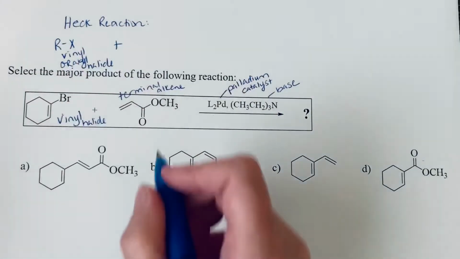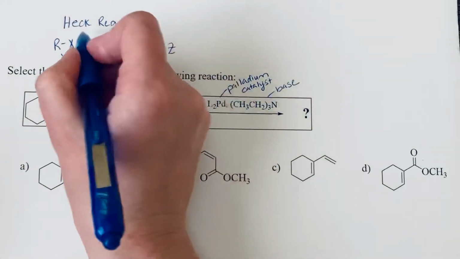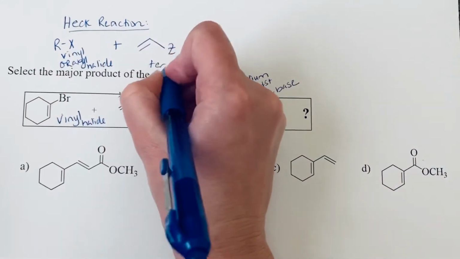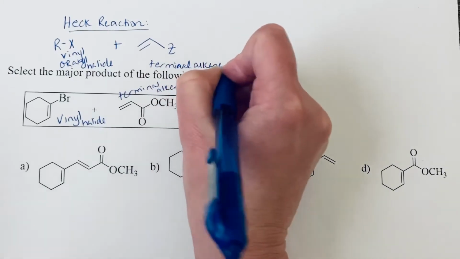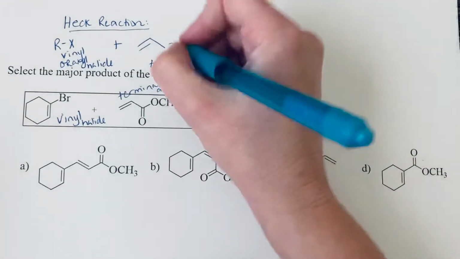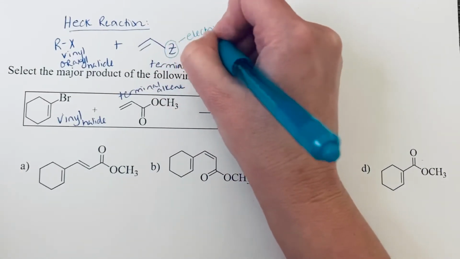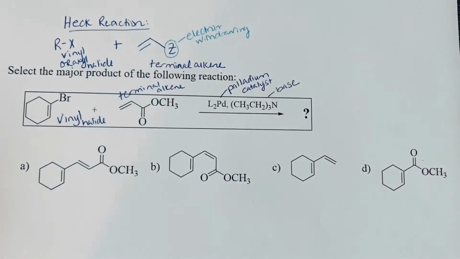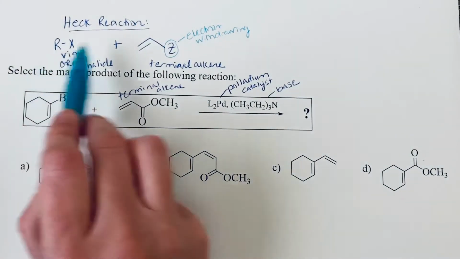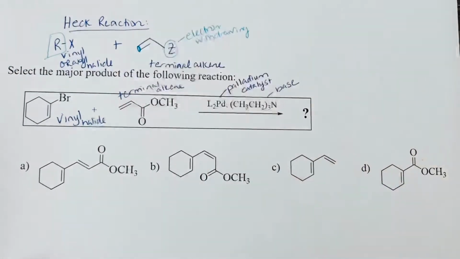And then what we react this with is an alkene. And the best sort of alkene for a Heck reaction is a terminal alkene. So that's at the end of the chain. And this group that we've called Z is typically electron withdrawing. And that just helps to make the alkene reactive enough to undergo this reaction. And so what happens in the Heck reaction is you form a new bond. You basically bring together these two pieces. And so this R group ends up bound to the end of the alkene.